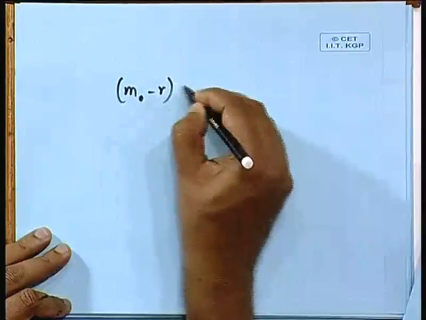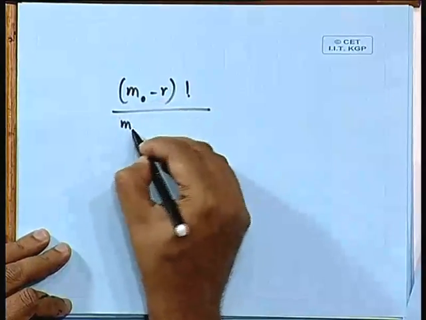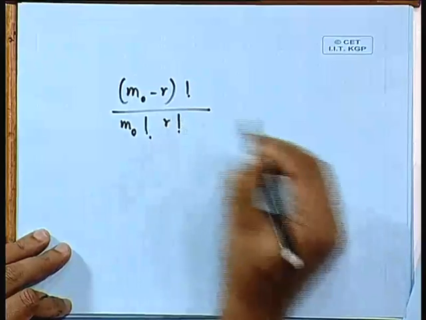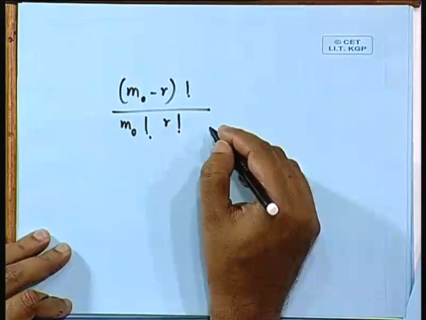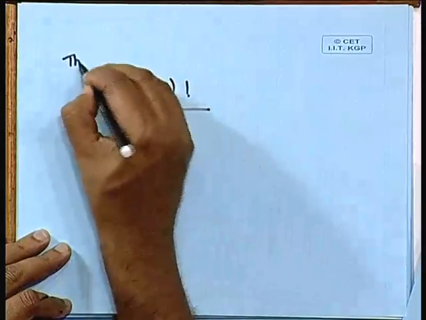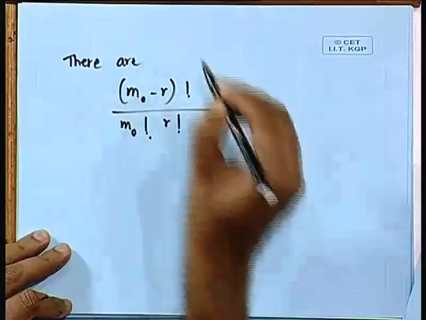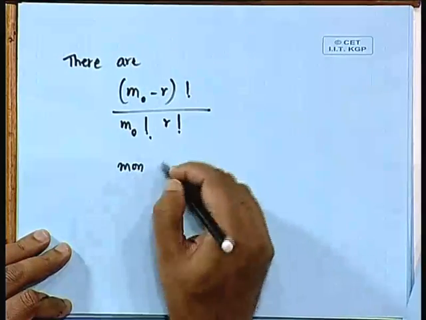So, how many monomials like this are possible? We have got m0 inputs available out of which we have to choose r. That means we have m0 choose r, or rather we have m0 factorial divided by m0 minus r factorial and r factorial. These many monomials are possible. So, there are this many monomials.